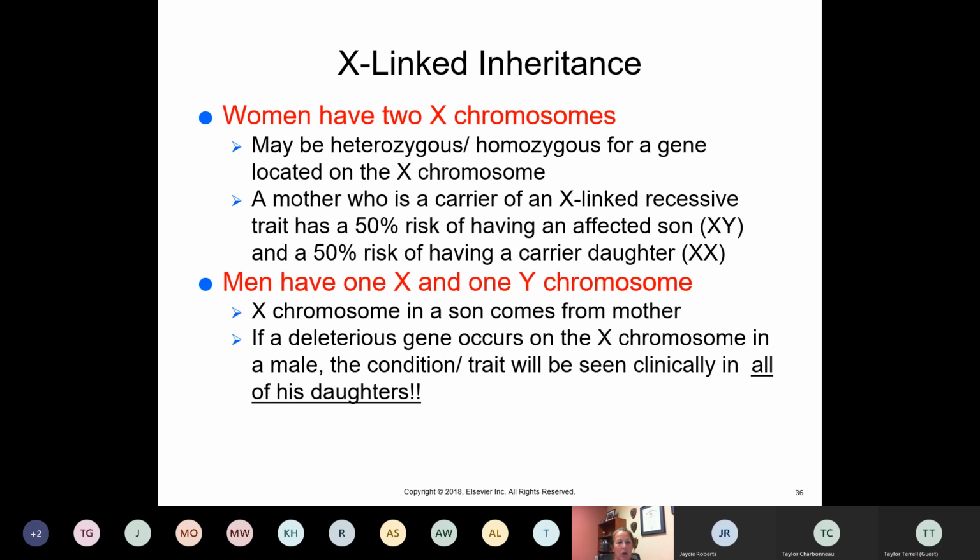Men have one X and one Y. So on that X chromosome, if there is a deleterious gene on that X chromosome in a male, he is going to transmit that condition or that trait to all of his daughters, because in order for us to have a girl, we donate an X. Men have to donate their X. So if they have a condition that is linked to their X, they're giving it to all of their daughters. I think that's kind of confusing sometimes for people.